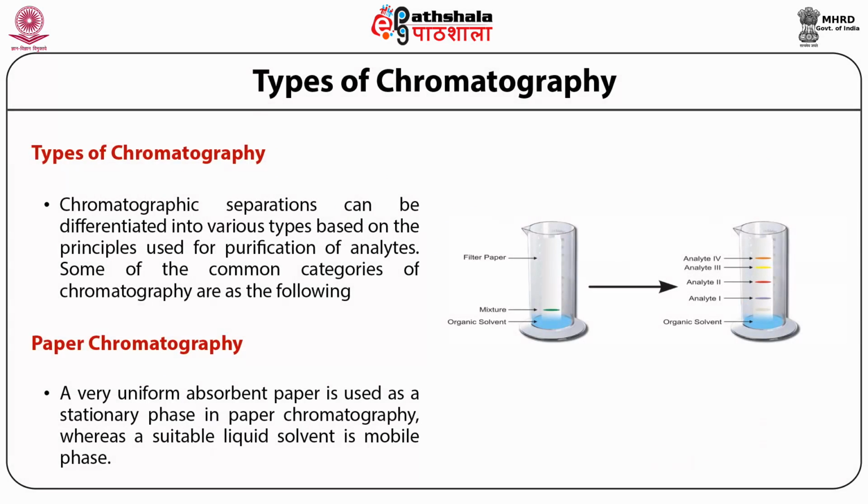Chromatographic separations can be divided into various types based on the principle used for the purification of the analyte. Some of the common categories of chromatography are as follows. First one is paper chromatography. In paper chromatography, you use an absorbent paper as a stationary phase, and a suitable liquid solvent is used as a mobile phase, and it is developed to separate different analytes.